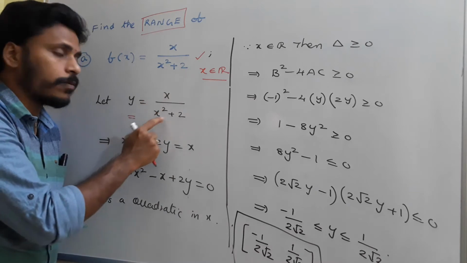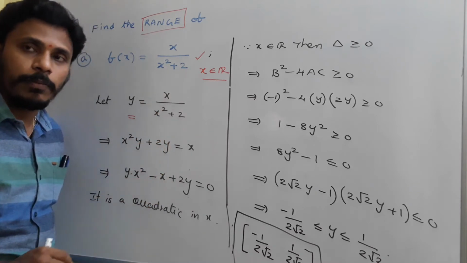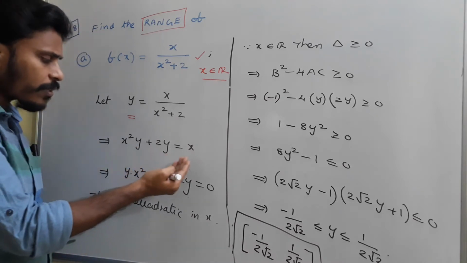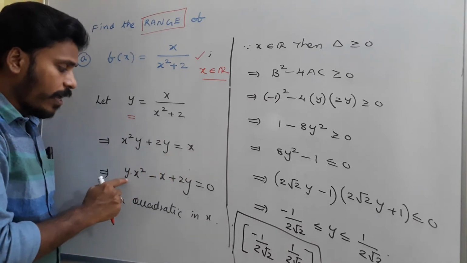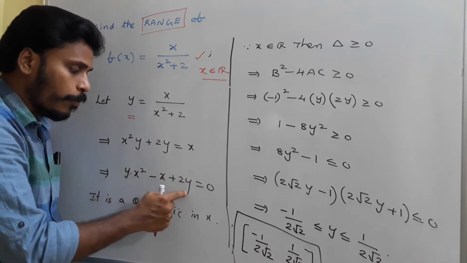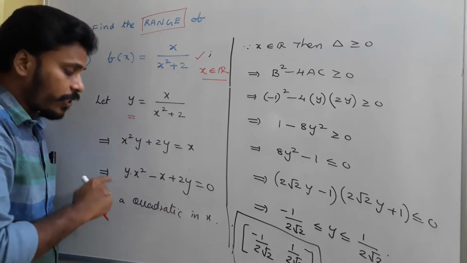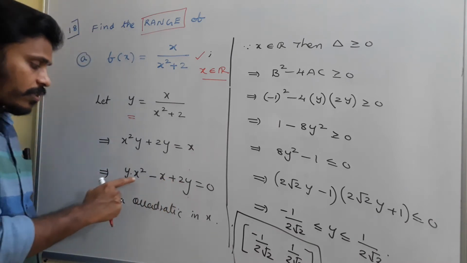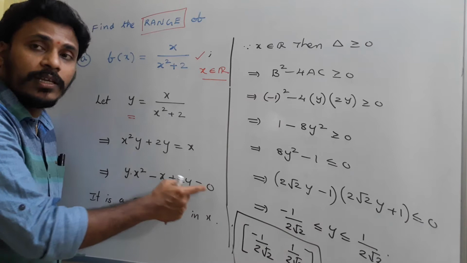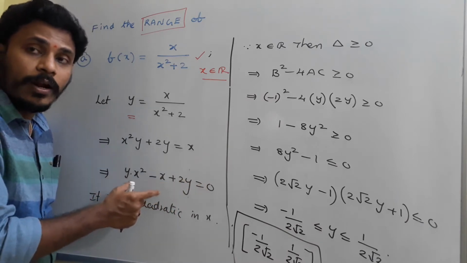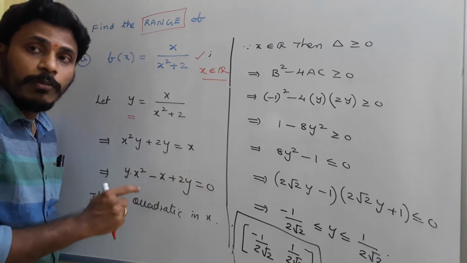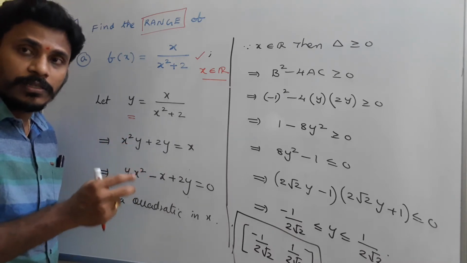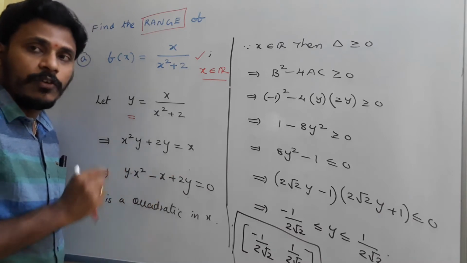Now y is equals to x by x square plus 2, you just cross multiply it. X square y plus 2y is equals to x, and send this x this side. y x square minus x plus 2y is equals to 0. Let me rewrite this as a quadratic in terms of x. This is y x square minus x plus 2y is equals to 0. It looks like a quadratic in terms of x. We are familiar with the general standard quadratic form, ax square plus bx plus c is equals to 0. It is just in that form.